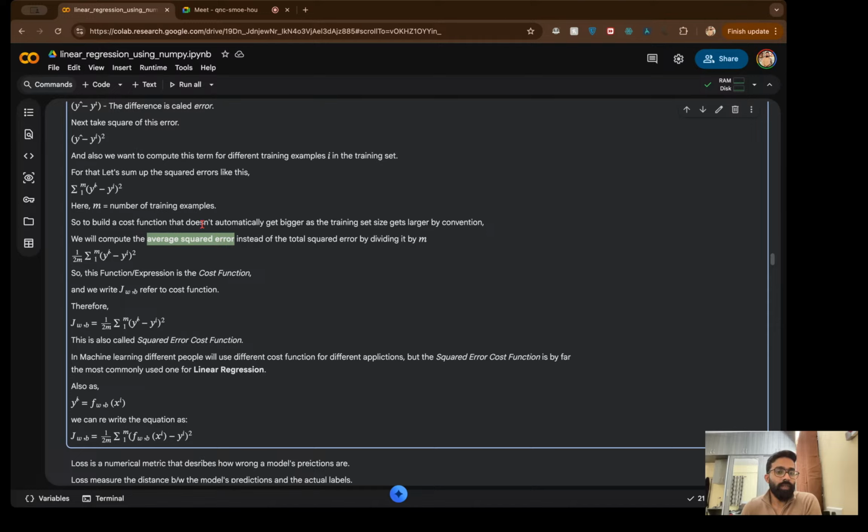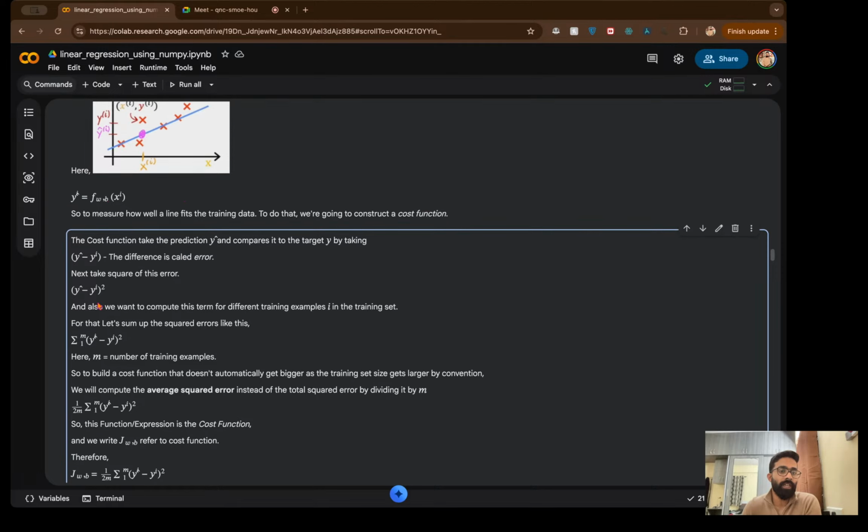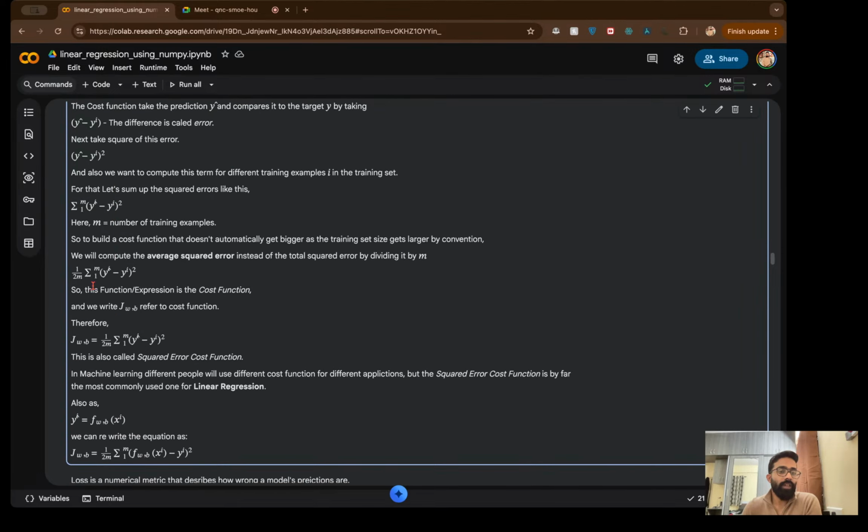To build a cost function that doesn't automatically get bigger as the training set size gets bigger, by convention, we will compute the average squared error instead of total squared error. We are summing up the difference, correct? And we are taking the average of it.